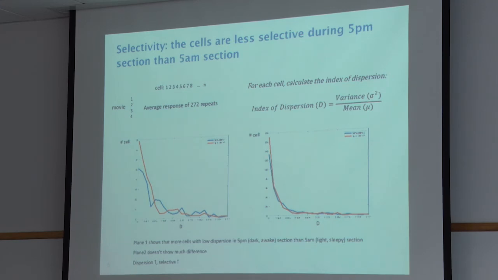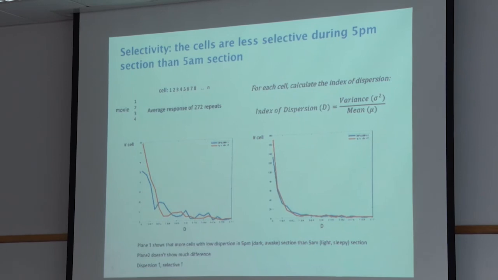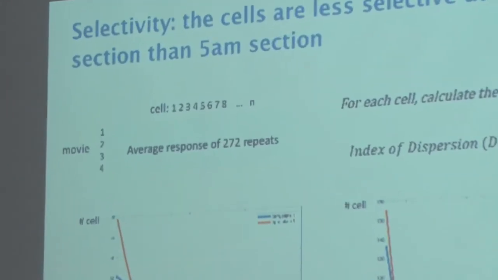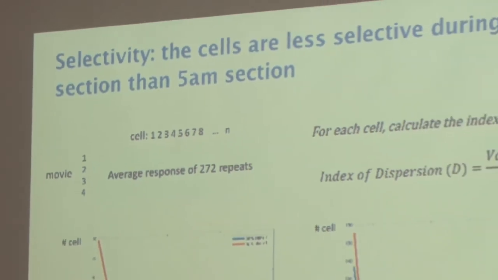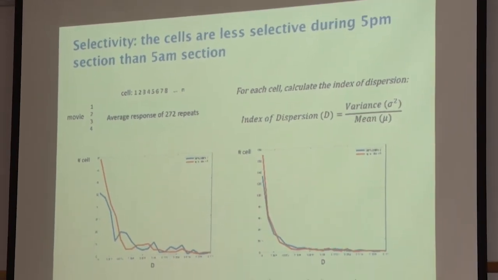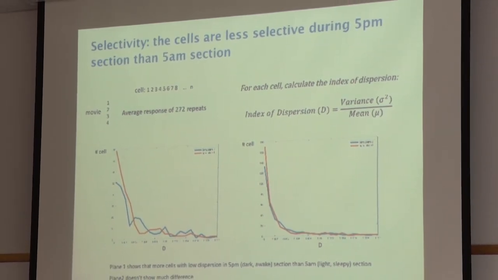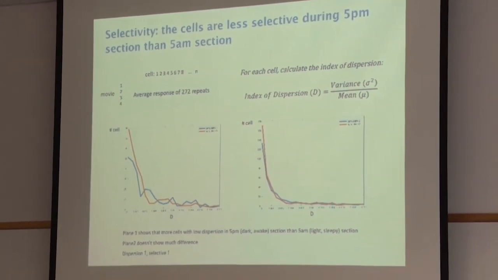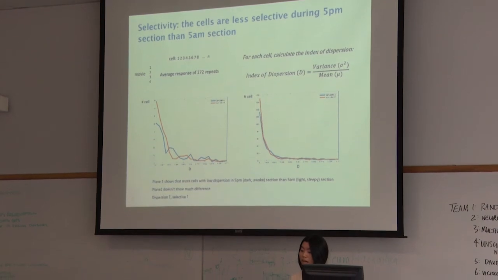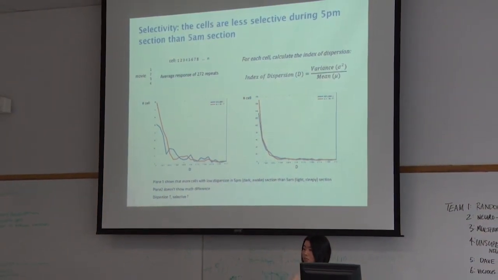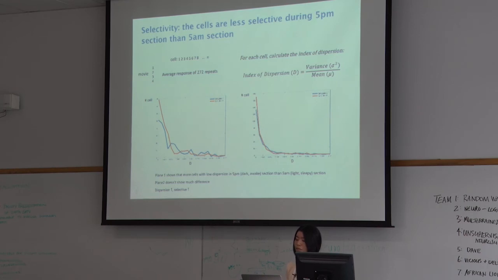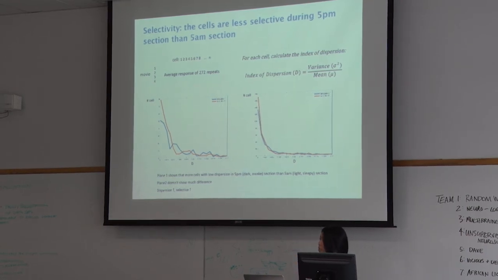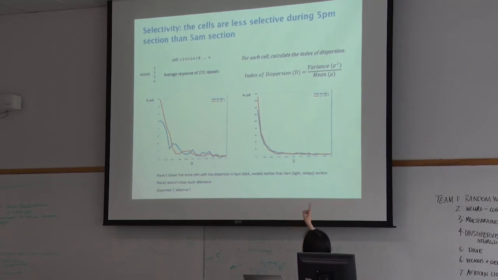Here we calculate the average response of every cell, and as you can see in the matrix on the top, each row represents one movie, and each column represents one cell, and all the repeats are calculated, so we use the average value to represent each cell for each movie, and we calculate the index of dispersion for each cell. This index means how differently they respond to four different movies. If this index is pretty large, that means it varies a lot, so the mouse reacts differently to different videos. But if this index is low or close to zero, it means these movies have no difference, they stimulate the same reaction. So we plot this on these two different planes.